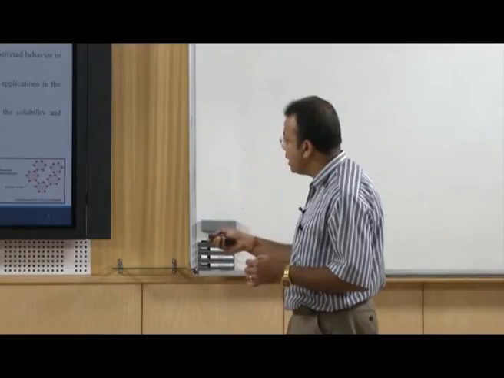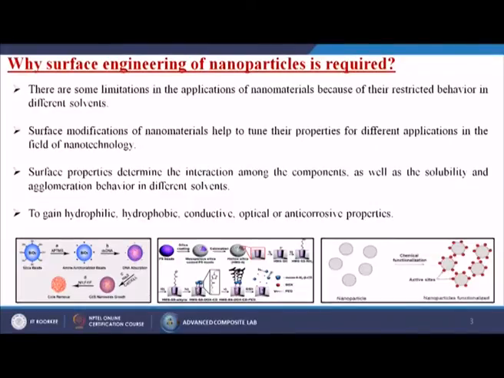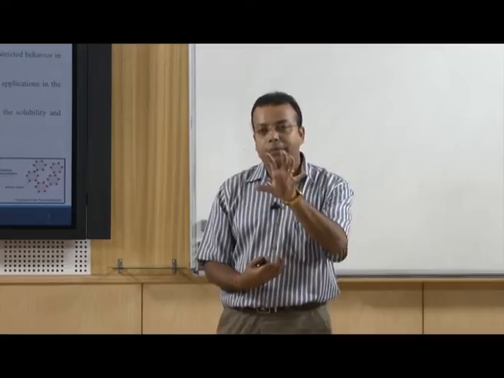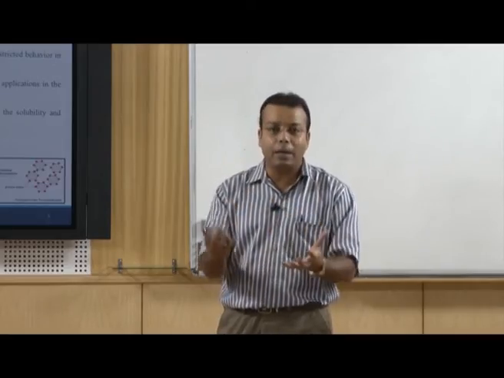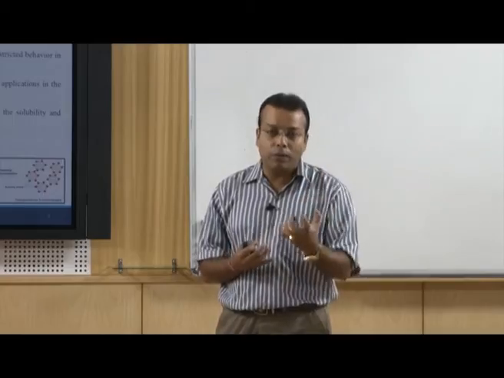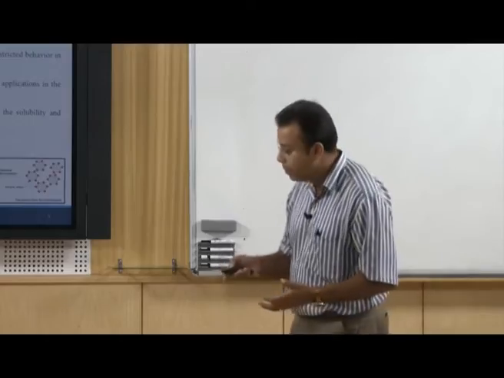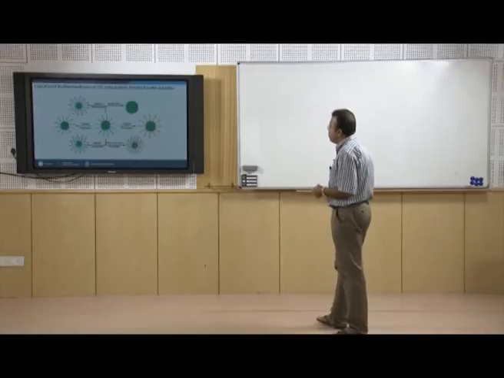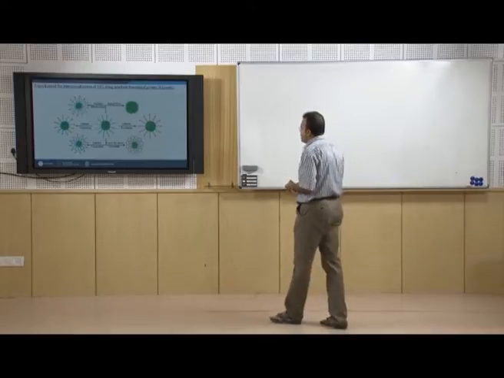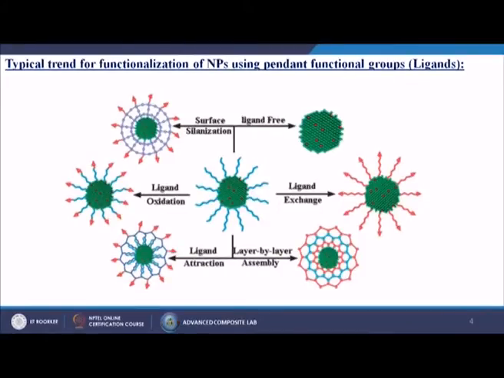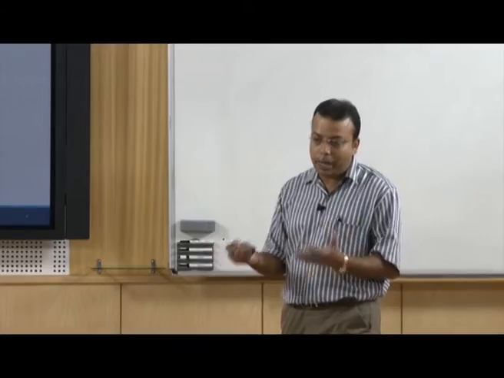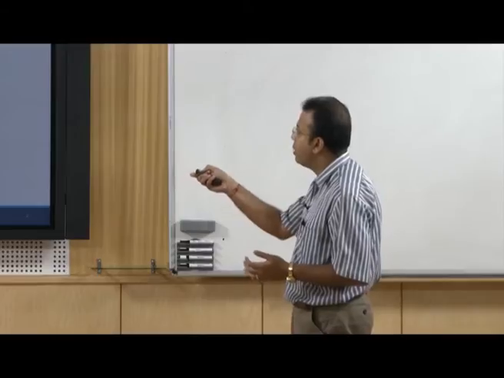Here we are using certain kinds of nanoparticles and doing chemical functionalizations, so that we prepare active sites on the outer surface of the nanoparticle, so that those active sites can easily absorb other materials or molecules, so that they will not be detached, or it will give you better properties. Here is also a typical trend for functionalization of nanoparticles using pendant functional groups. Generally, in chemistry or chemical engineering terms, we call pendant functional groups a ligand.